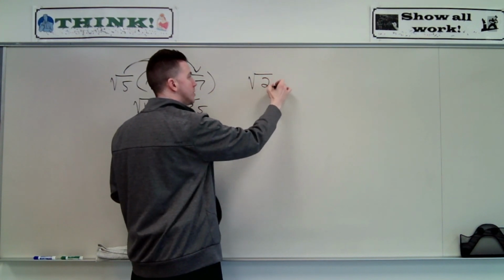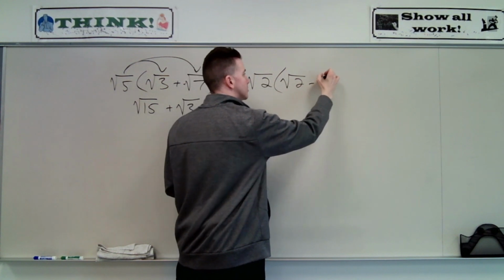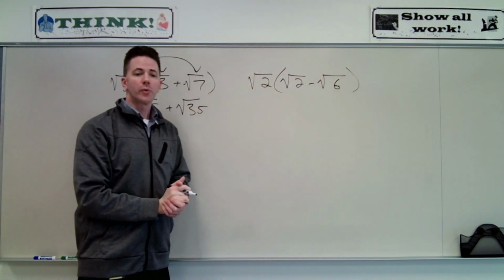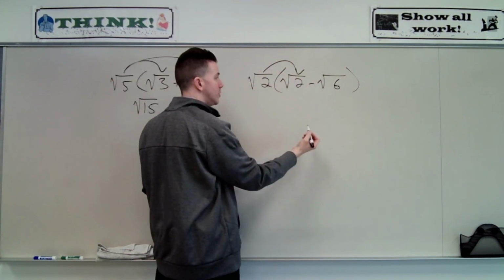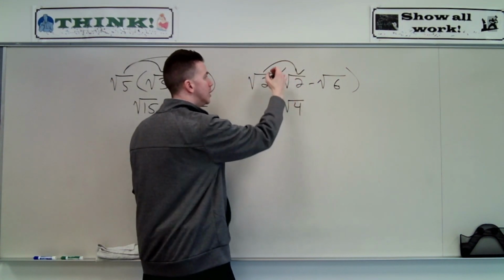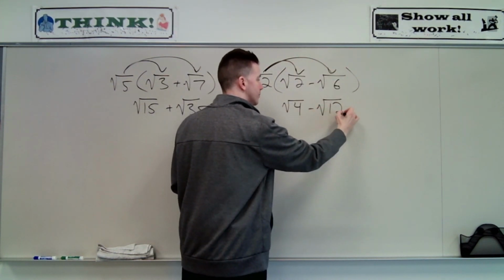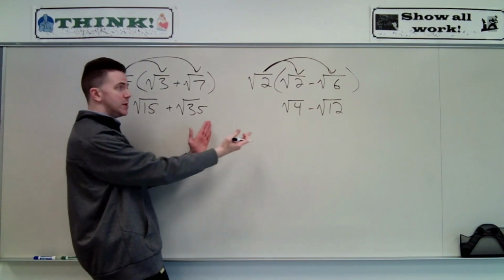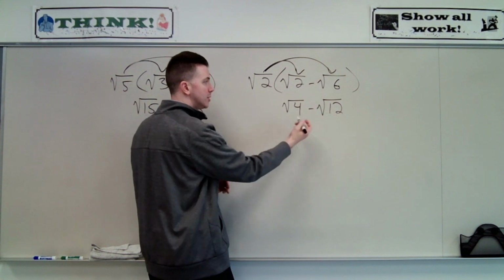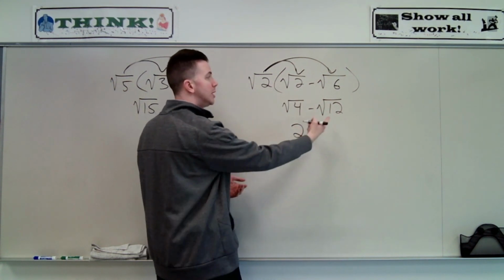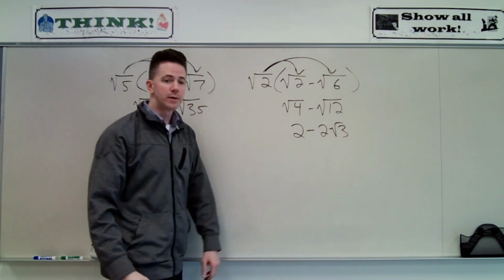The square root of 2 times the quantity, the square root of 2 minus the square root of 6. So we're going to follow that exact same procedure. The square root of 2 times the square root of 2 will give us the square root of 4. The square root of 2 times the square root of 6 would be minus the square root of 12. Now the difference between the first example and the second example is that we can break these two radicals down. The square root of 4 is going to simplify to 2. The square root of 12 would be minus 2 square roots of 3.